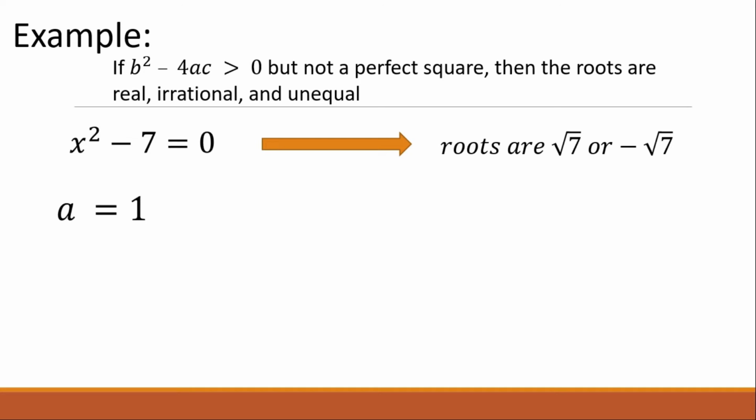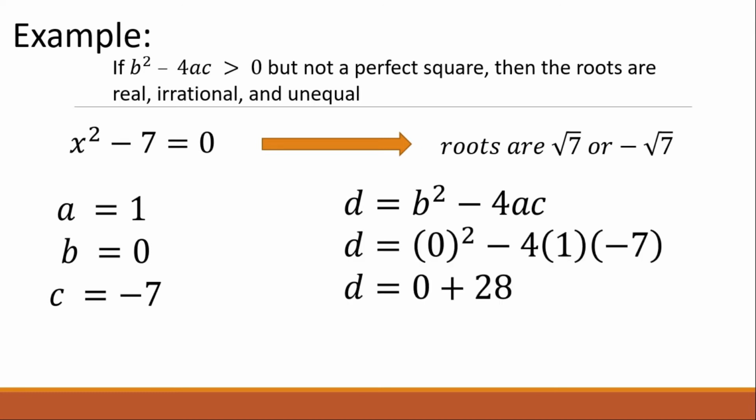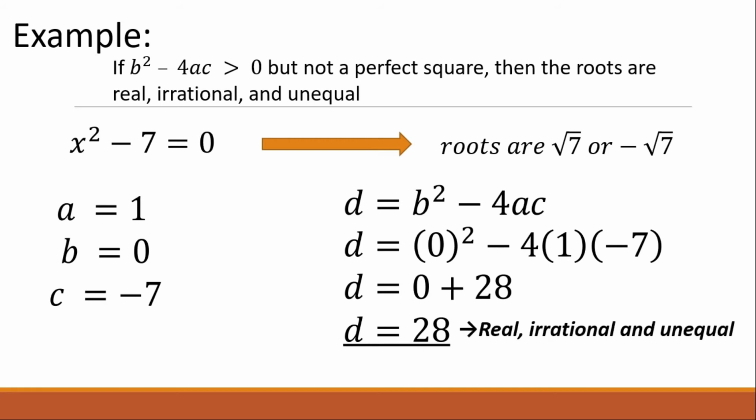So get the a, b, and c. A is equal to 1. So makikita nyo wala namang linear term. So b is equal to 0. C equals negative 7. Okay, substitute na natin si a, b, and c. So you will have 0 plus 28. Our discriminant is equal to 28. Kaya ang kanyang nature of root, so according to our condition, we have real, irrational, and unequal.